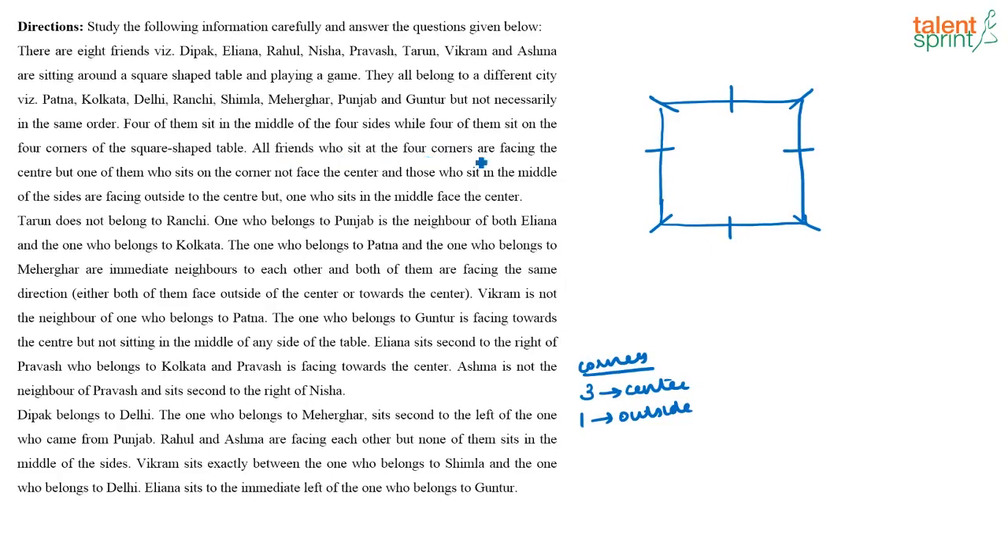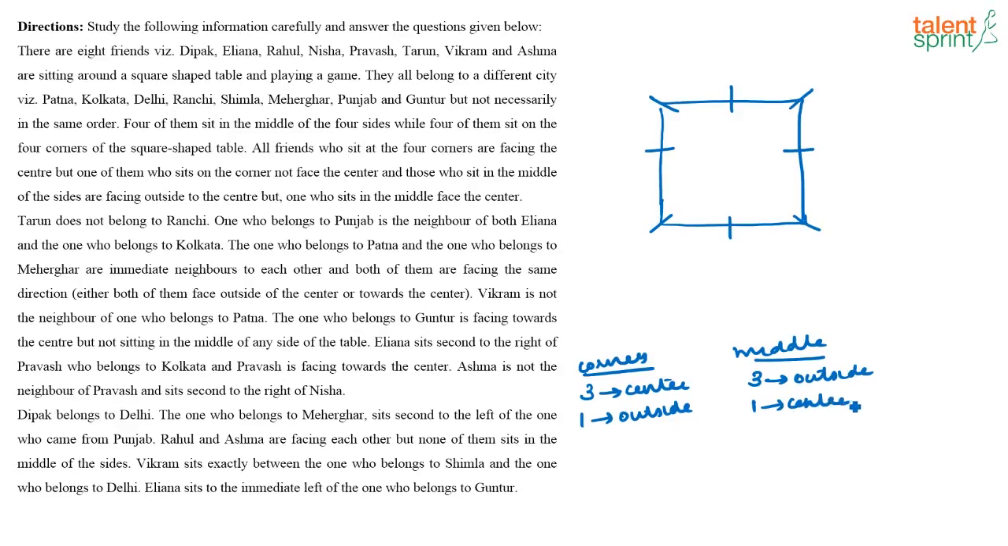All the 4 friends who sit in the corner are facing the center, but one of them who's sitting in the corner is not facing the center, and those who sit in the middle of the sides are facing outside, but one who sits in the middle is facing the center. So basically, when you look at the people sitting in the middle, 3 of them are facing outside and only 1 person is facing the center.